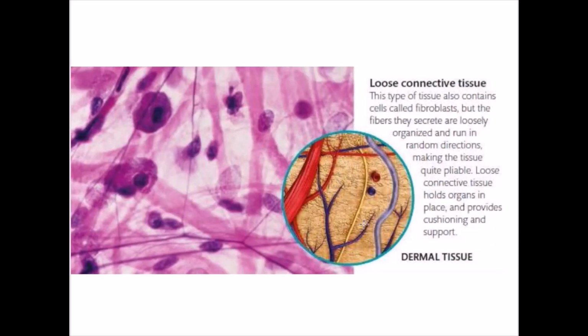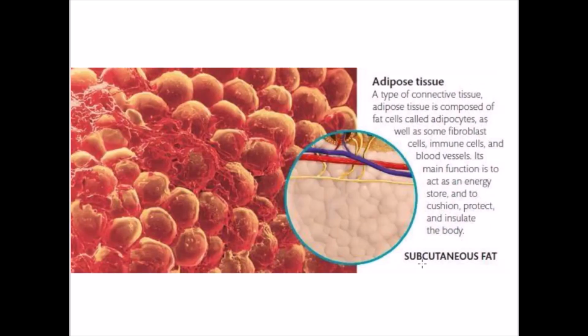Loose connective tissue, for example, in the dermal or dermis tissue, it is a type of tissue that contains fibroblasts, but fibers they secrete are loosely organized and they run random directions. These are fibroblast cells, and they are running in different directions, making the tissue quite pliable, and it is not hard, it is loose, and it can be used to cushion or provide support. So the dermal tissue provides support to the skin.